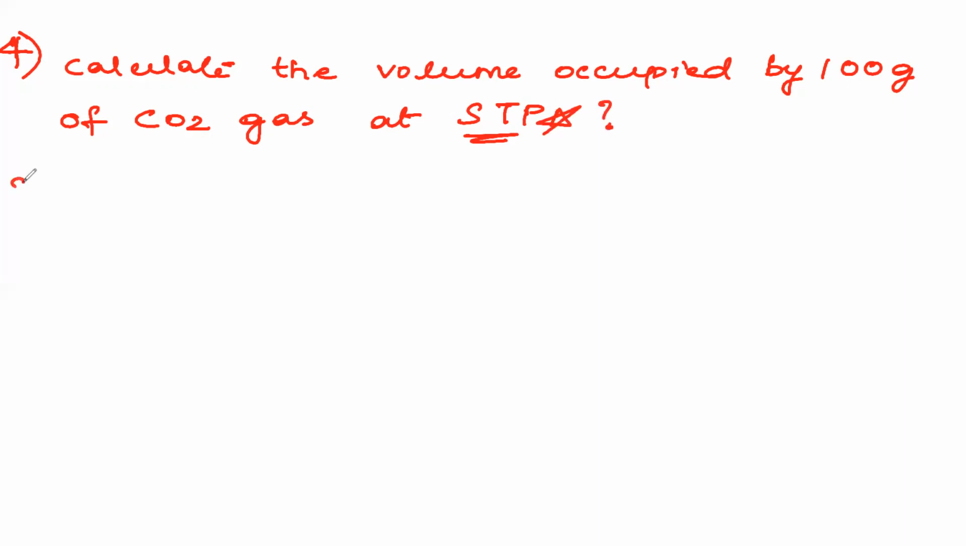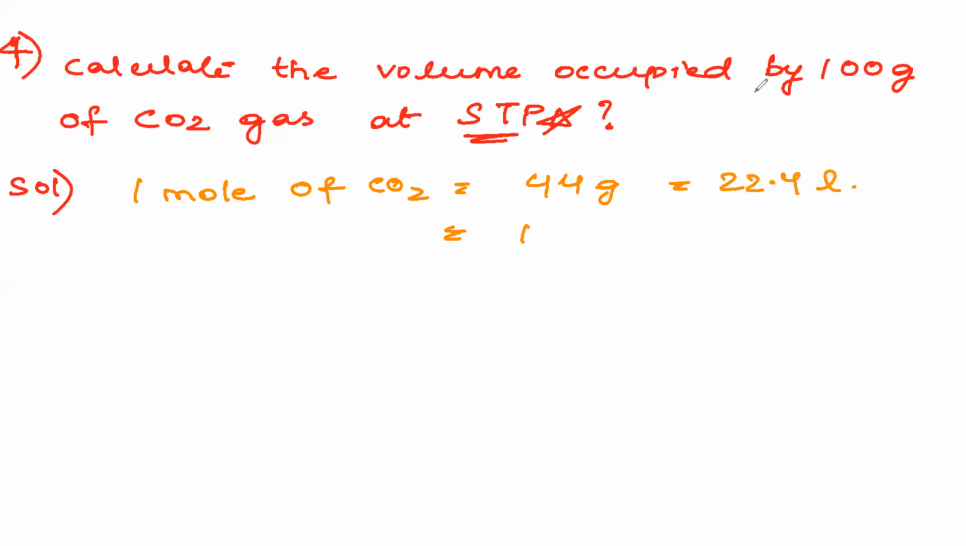So already you know. Next, the solution for this. We know that 1 mole of carbon dioxide contains 44 grams. So it occupies how much volume? 22.4 liters. So straight away I'm linking weight to volume. So here 100 grams occupies how much volume? So the relation is 1 mole of carbon dioxide contains 44 grams and occupies 22.4 liters at STP. So 44 grams is occupying 22.4 liters.